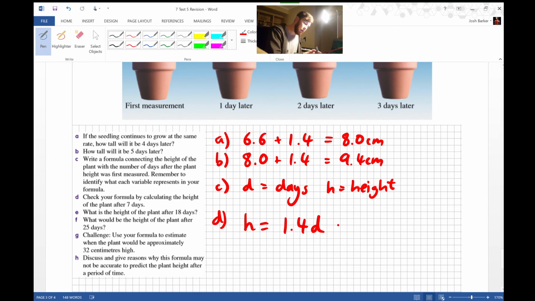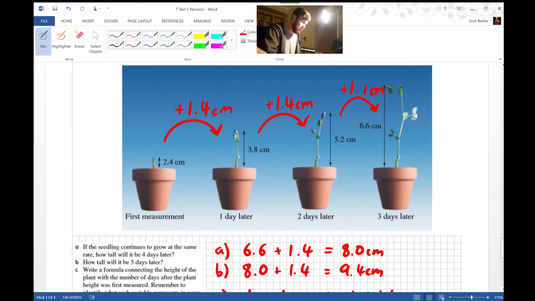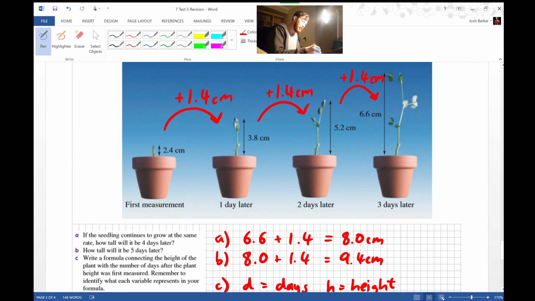What you've got to work out is what you've got to add on for it to make sense and for it to work. Now, what I'm going to show you now is just to consider the first measurement, because when it's 1 day later, the number of days equals 1. But when it's the first measurement, the number of days is equal to 0. And 0 times 1.4 is 0, but you'd have to then add on 2.4 to get the height.